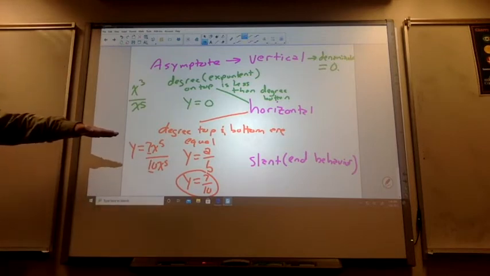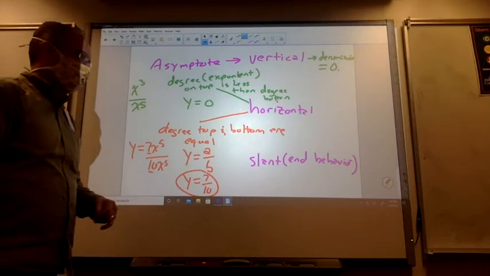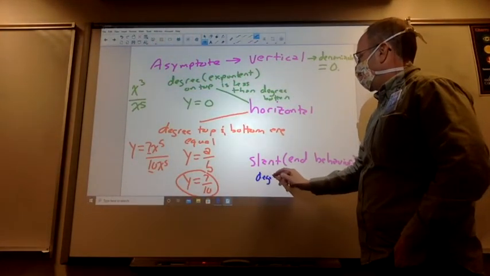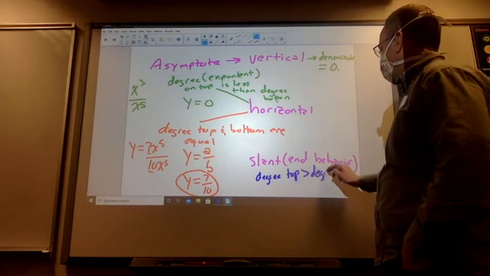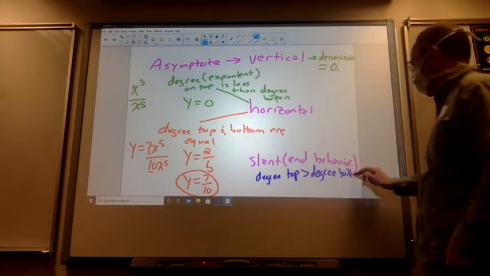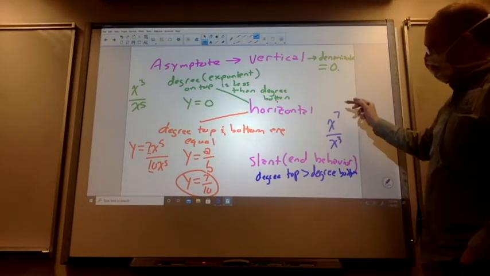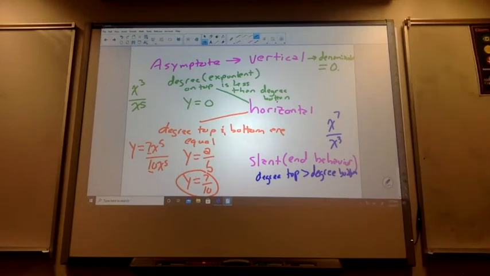So that's a horizontal line that's up 7/10, between 0 and 1, almost, closer to 1 than it is to 0. These are horizontal asymptotes. If the degree on top is greater than degree on bottom, so if you had like x to the 7th over x to the 3rd, you have something called an end behavior asymptote. You don't have a horizontal asymptote. Okay, so that's just to give you some idea.